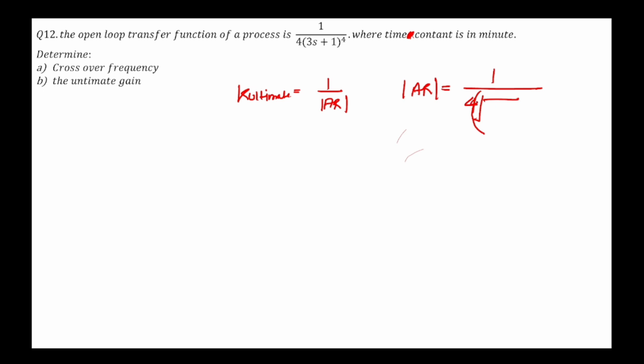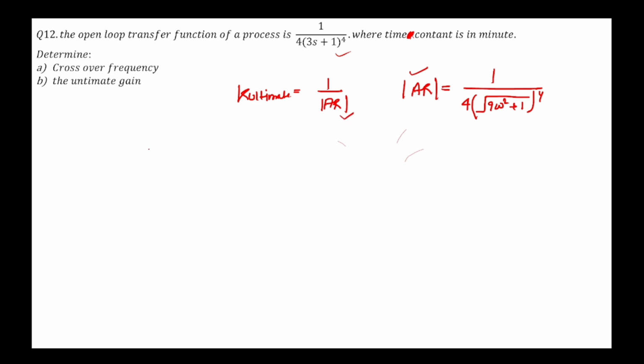So this is 4 under root of tau square 9 omega square plus 1 to the power 4. So this is the amplitude ratio of the process given. Okay, now we have to find the omega crossover, because we need it to find the amplitude ratio, to put the value of amplitude ratio here.